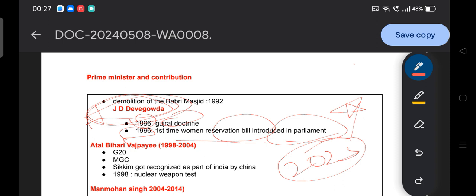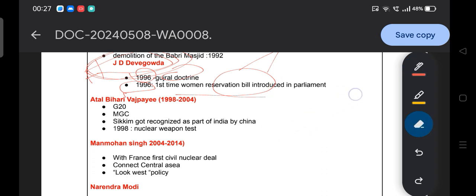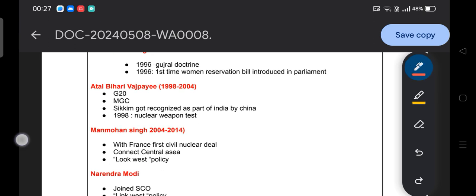Very, very important, HD Devegowda, 1996. Basically the first time the women's reservation bill was introduced in parliament, but it did not come to fruition due to problems. Then moving to the next, guys, the time is so late. If you allow me, I will take 5 more minutes to cover the other three important prime ministers, so let's try to cover that.